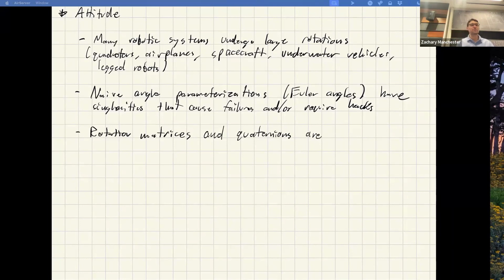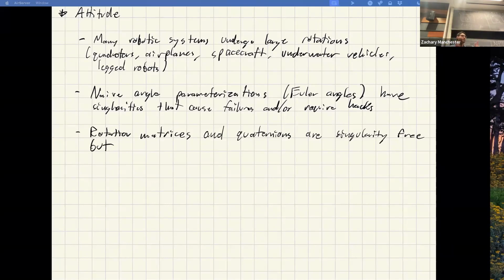So these guys are nice because they're singularity free, right? And that means they have no places where Jacobians blow up. They don't do weird crap at 90 degrees. They behave themselves. But they have some other quirks.